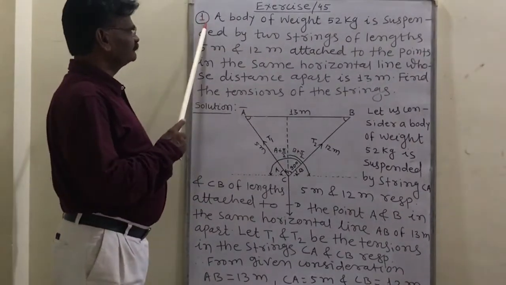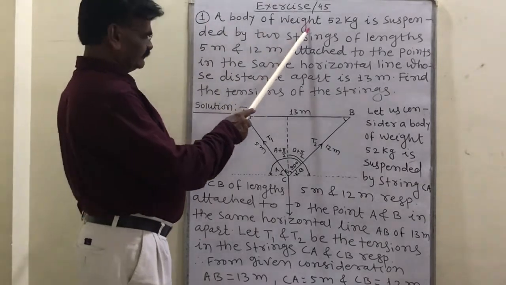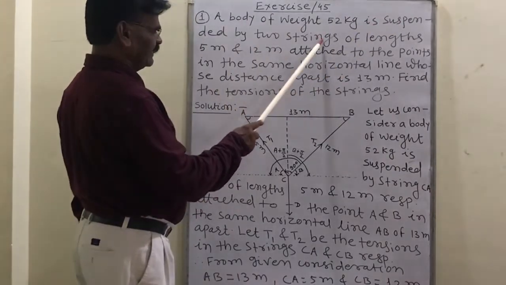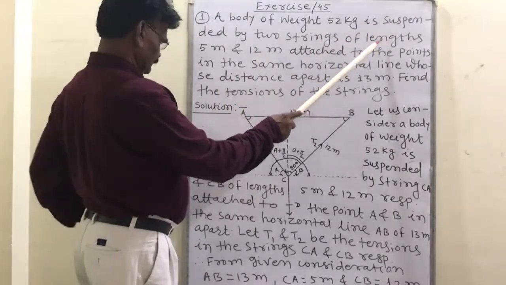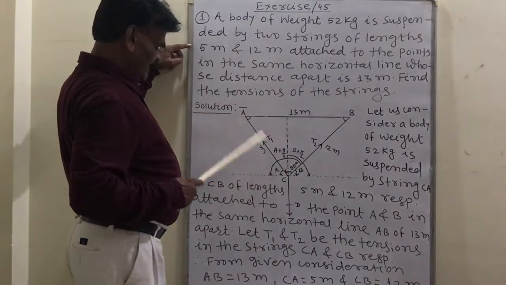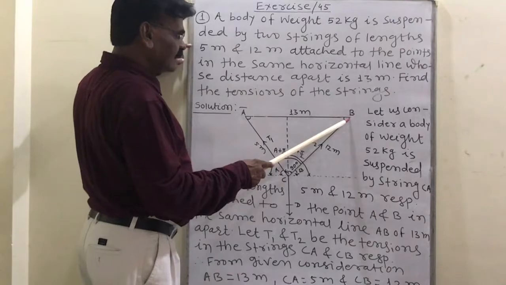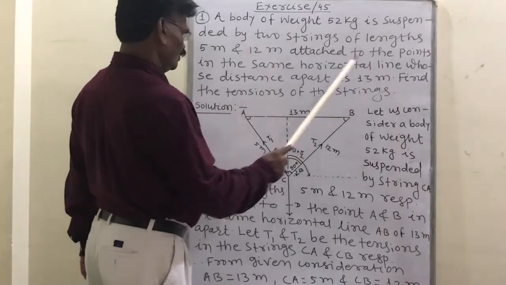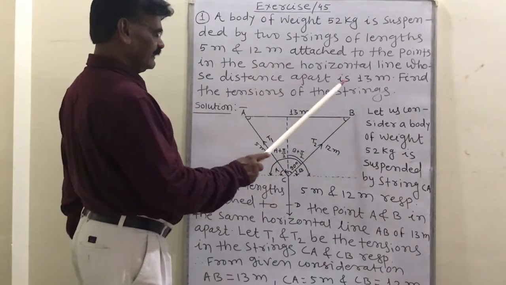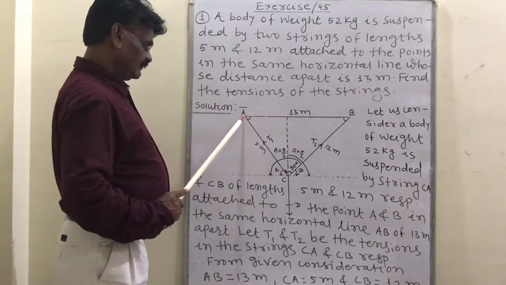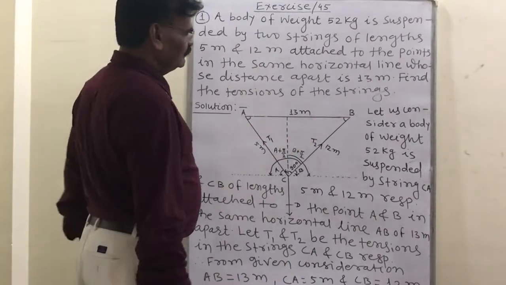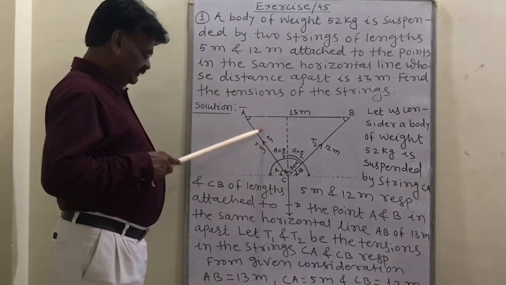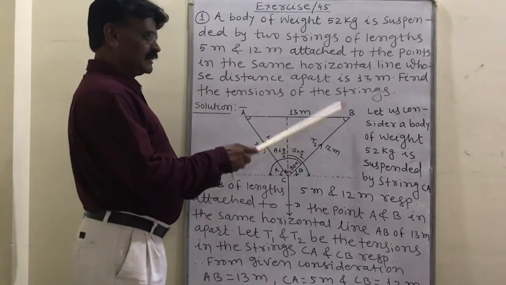Example number. A body of weight 52 kg is suspended by two strings of length 5 meter and 12 meter attached to the points A and B in the same horizontal line, whose distance apart is 13 meter. Find the tensions of the strings. So we have to find out T1 tension and T2 tension.